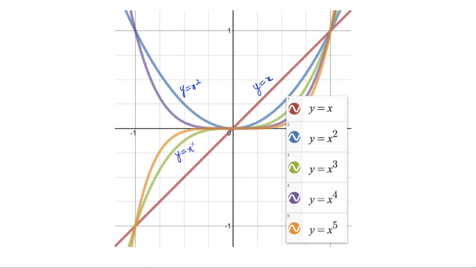So y equals x to the power 3 is this green colored line, going through like this. The next one is y equals x to the power 4, given by this purple line on the positive side. And the last, in the orange color, is y equals x to the power 5, which will go like this.